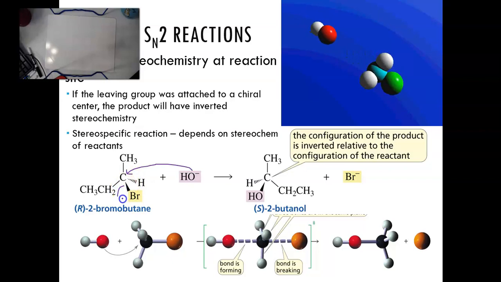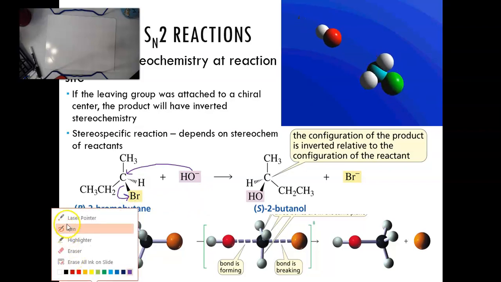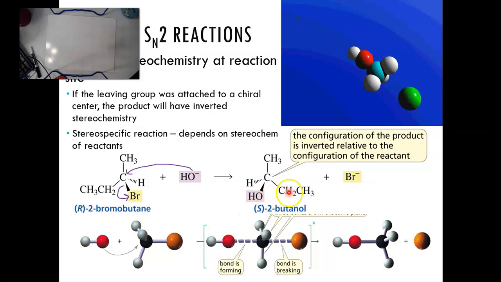And then we're going to go from that bond onto that bromine. That's the departure of our leaving group. We're going to end up with a product where the alcohol is on the opposite side. So we're ending up with the mirror image of what we started. So in this case, S-2-butanol. And then we have our bromine leaving group off on the side. It's showing us the same thing, but in a cartoon version.